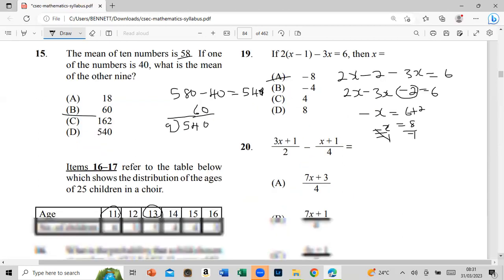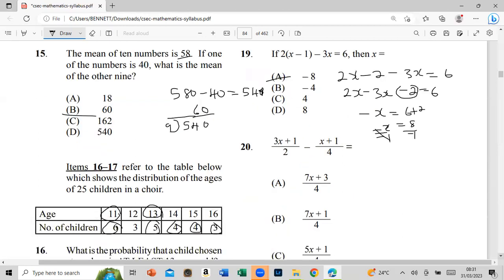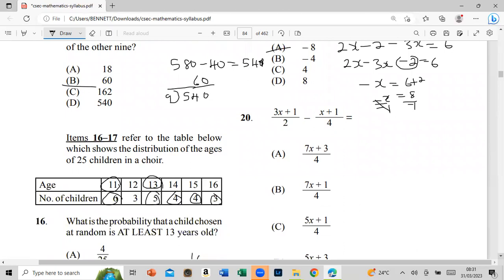I appreciate this one: 3x plus 1 divided by 2, minus x plus 1 over 4. Alright, so we just find our LCM. 2 into 4 goes 2, so expand our bracket: 2 times 3 is 6x, 2 times 1 is 2. Do the same thing. This time we have a minus here. 4 into 4 is 1, so we multiply by negative 1. Negative 1 times x is minus x.